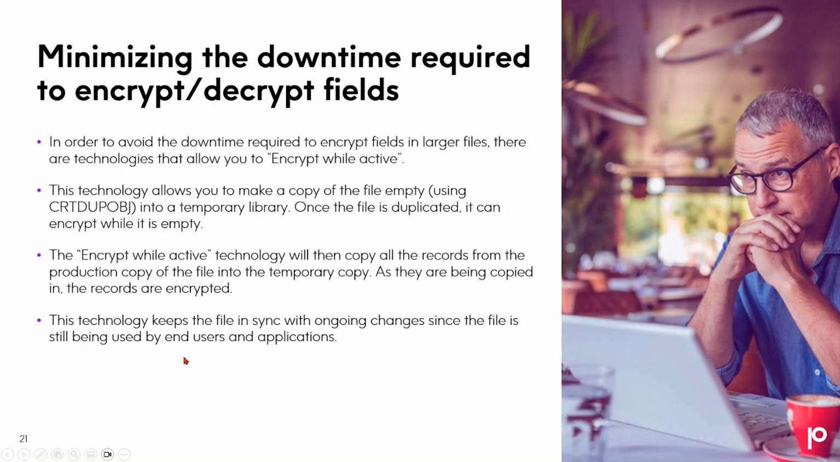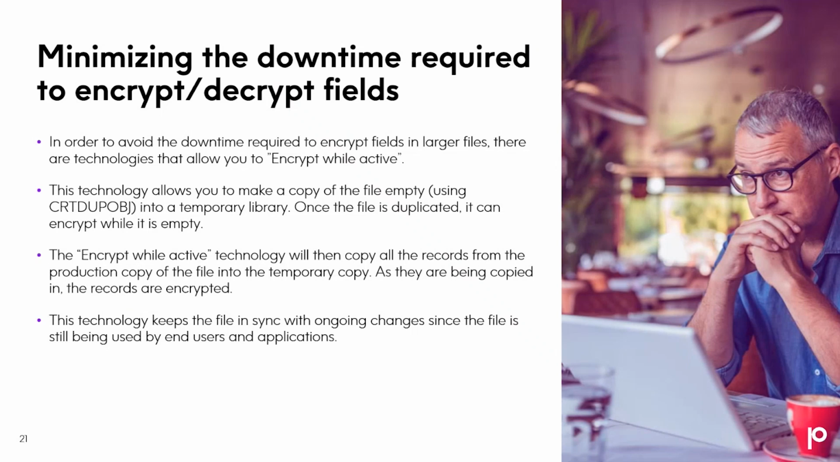So let's talk about minimizing the downtime required to encrypt or decrypt fields. We have a technology that allows you to do what we call Encrypt While Active. Basically the way that it works is you make a copy of the file that you want to encrypt out of production using the create duplicate object command into a temporary library, and do it without the data. So you just have the shell, then we can start encryption on it. And now it's empty and it's encrypted.